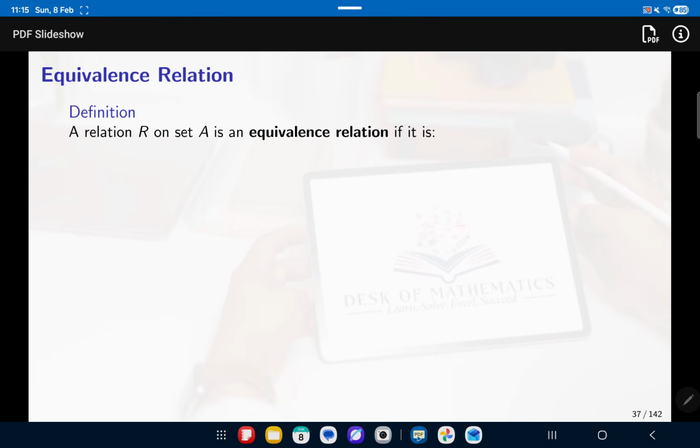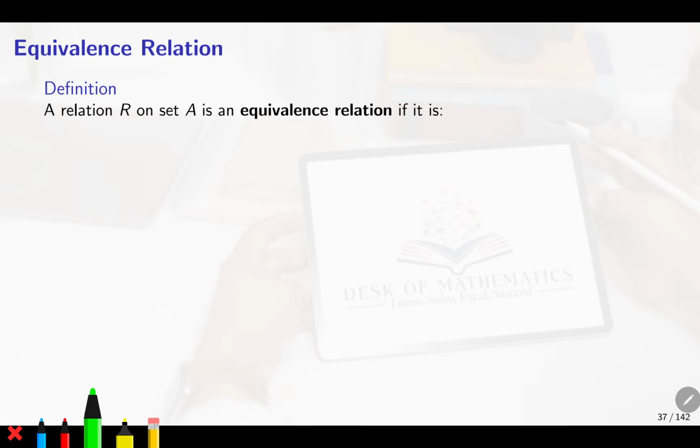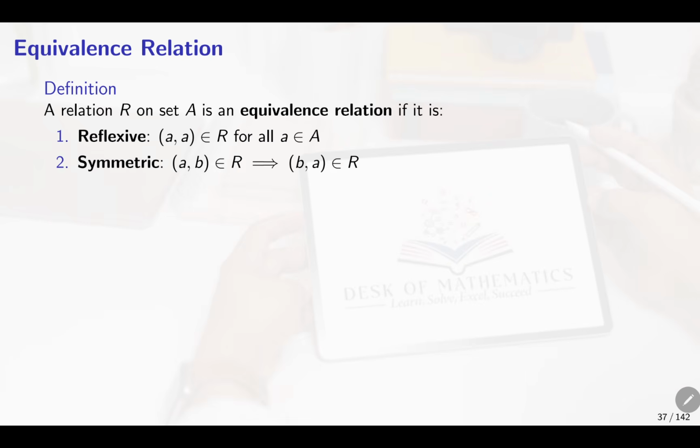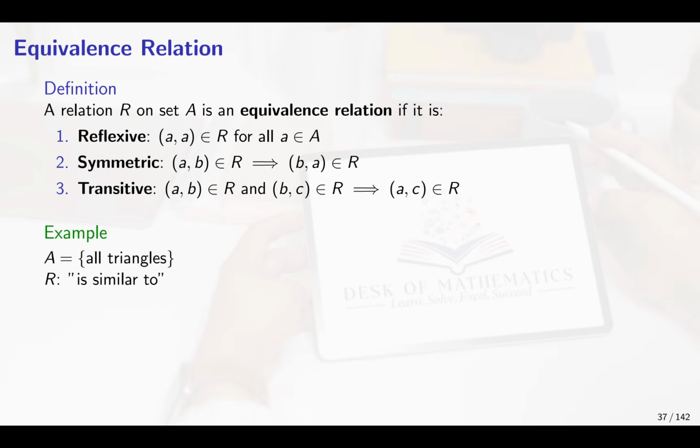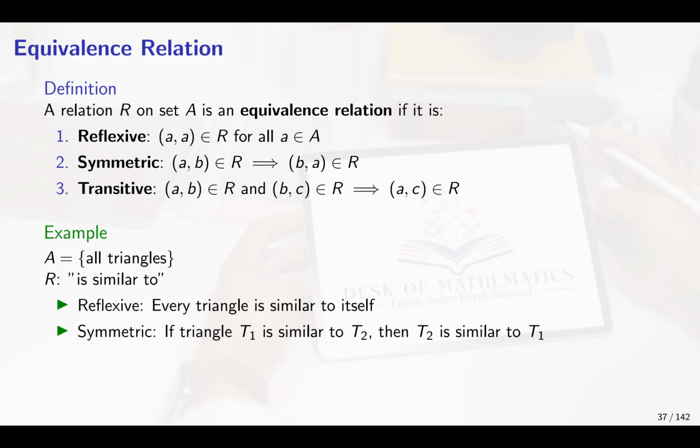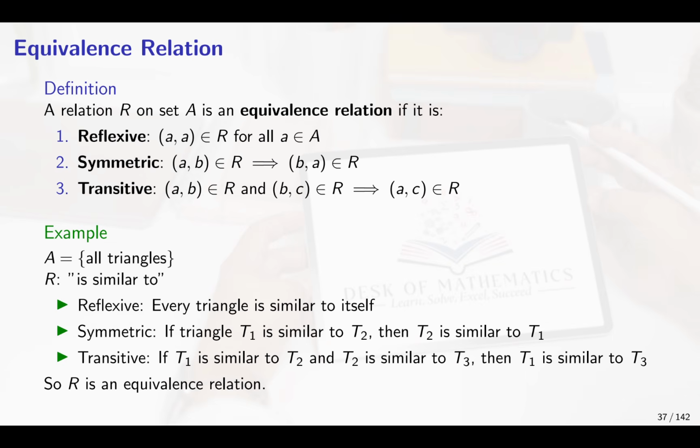Okay, so what is an equivalence relation? A relation is called an equivalence relation if it is reflexive, symmetric and transitive. For example, take the set of all triangles and R a relation: every triangle is similar to itself, so it is reflexive. If a triangle T1 is similar to T2, then T2 is similar to T1, and similarly it is transitive.